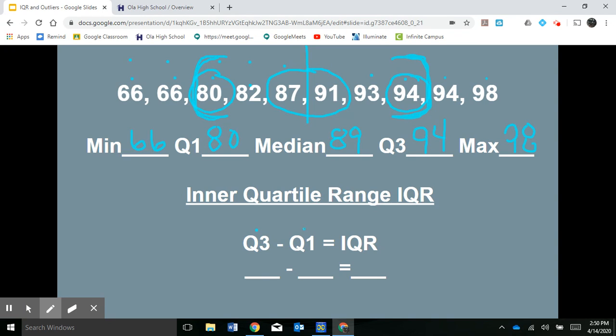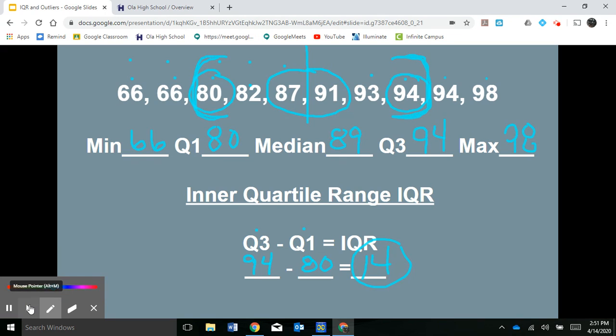You'll hear me say IQR, and if we were in the classroom, I would put IQR on the board. I would never write interquartile range because it's just too much to write. But IQR, interquartile range, is Q3, so 94 minus Q1, which is 80. You just found them. 94 minus 80 is 14. So the interquartile range is 14.